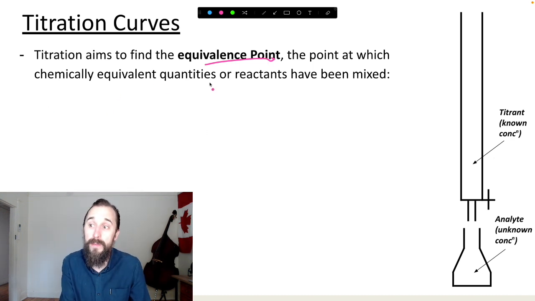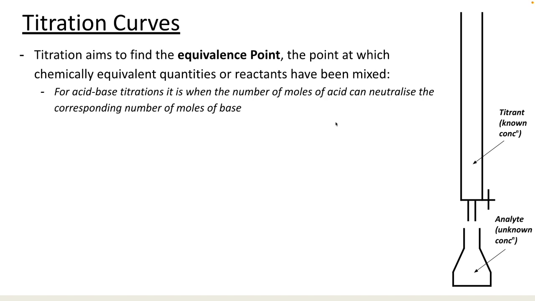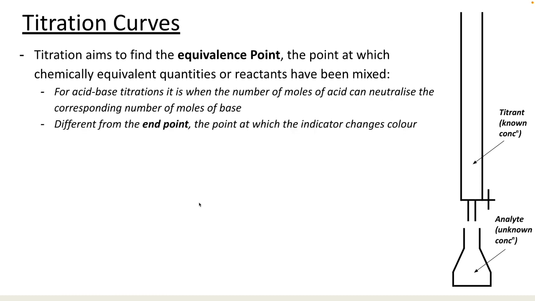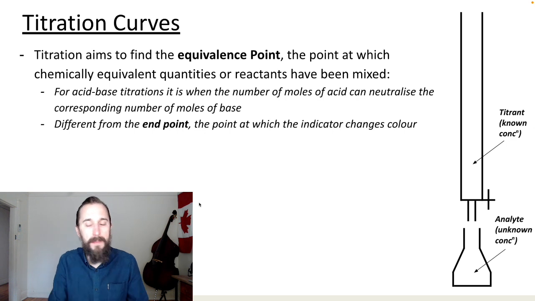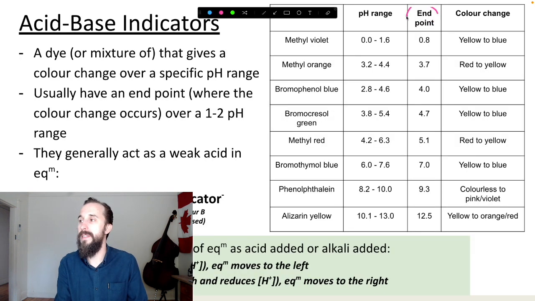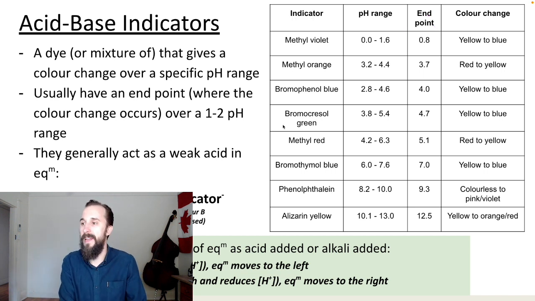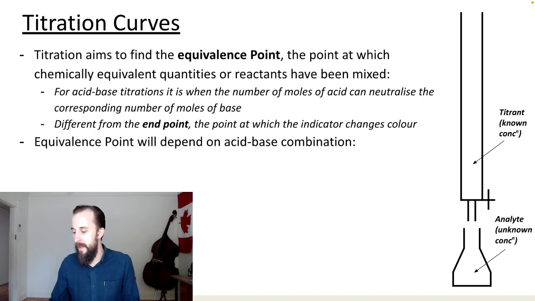So the point at which chemically equivalent quantities of reactants have been mixed. So in terms of our acid-base titrations, it's when the number of moles of acid can neutralize completely the number of moles of base, and we have the equivalence point. So that's the definition of the equivalence point, different from the endpoint. The endpoint is the point at which the indicator changes color. So we had all our endpoints up there. Now the endpoint's used to determine the equivalence point practically, but they're describing different phenomena. So just be aware of that.